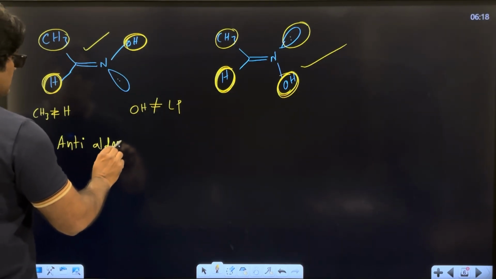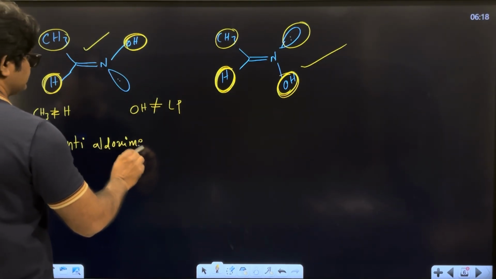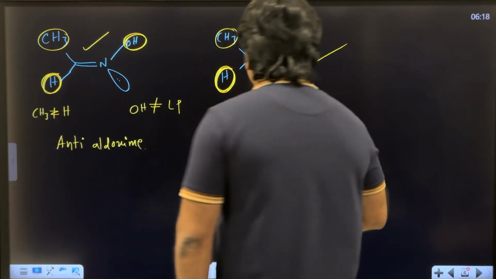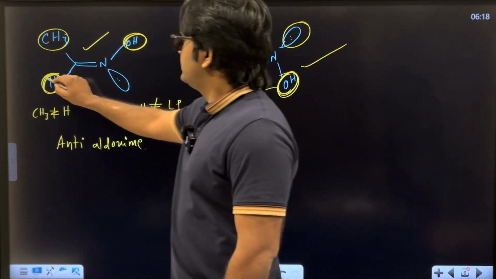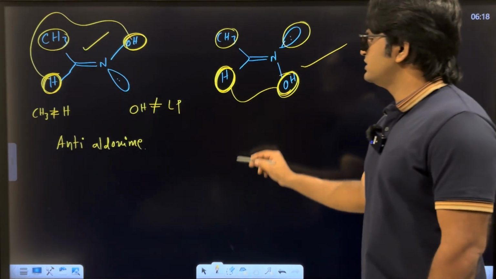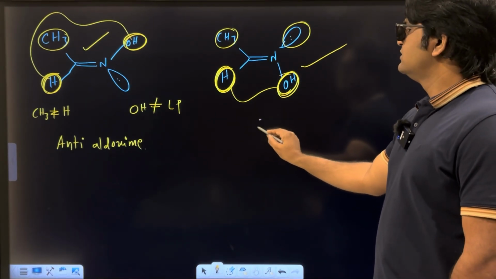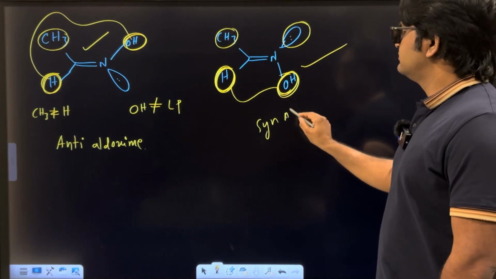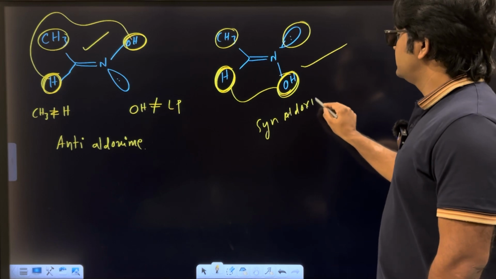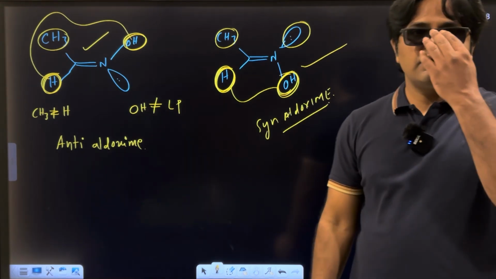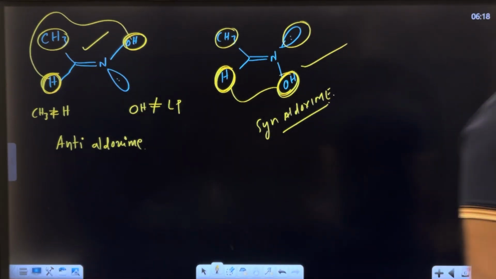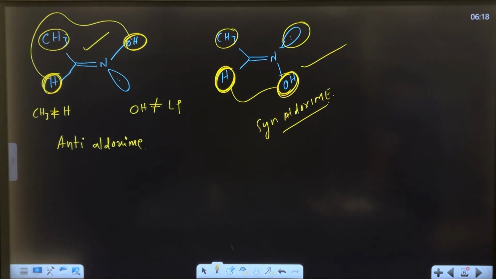If H and OH are present in opposite directions, this is known as anti-aldoxime. And this one, H and OH present on the same side, here H and OH present on the opposite side. Now this is what we call syn aldoxime. That is the way of giving nomenclature of aldoximes in terms of syn and anti. Syn aldoxime and anti aldoxime. Okay, right.